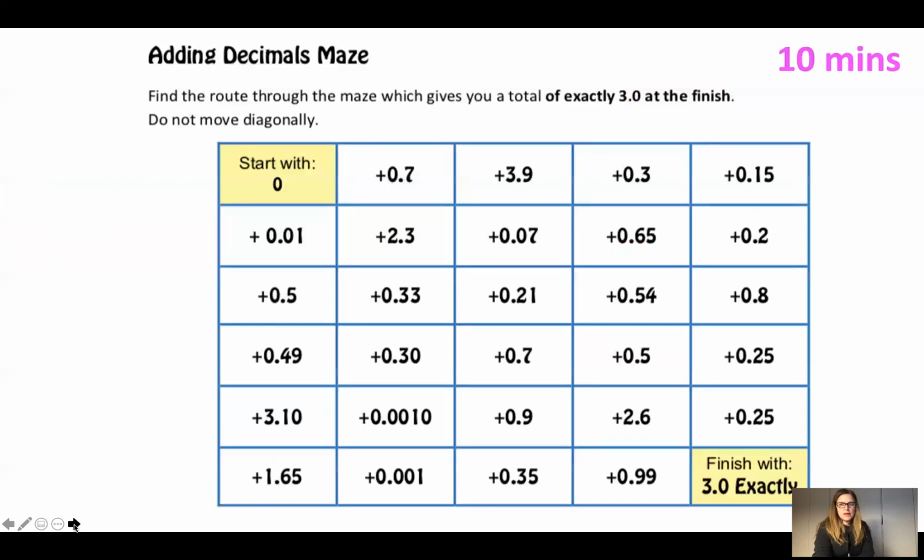Right. Now, you've got 10 minutes for this challenge. You start in the top left-hand corner. You finish in the bottom right-hand corner. You start with 0. And you have to finish with exactly 3.0. So your challenge is to work your way through the maze. You cannot go diagonally. So you've got to work your way through the maze to end up with exactly 3. Your 10-minute challenge, good luck, starts now.